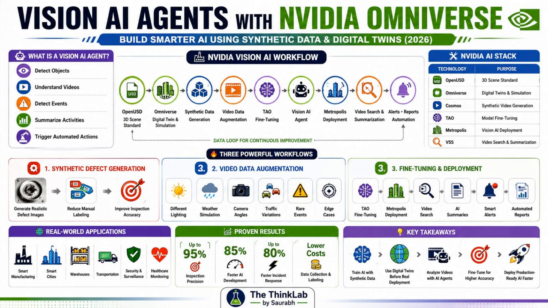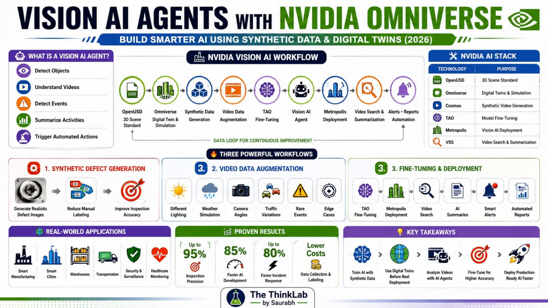So let's quickly review the complete workflow. Everything starts with OpenUSD, right? OpenUSD creates the standardized 3D environment. Those environments are built inside NVIDIA Omniverse. Omniverse creates the digital twins. Digital twins generate the synthetic data. Synthetic data enhances the video augmentation, and the AI model is fine-tuned using NVIDIA TAO. This trained model is deployed through NVIDIA Metropolis, and finally the Vision AI agent analyzes live video, searches the recordings, generates summaries, sends alerts, and automates real world decisions. So this is the entire pipeline, from raw video to business intelligence.